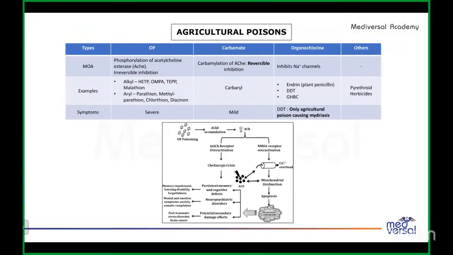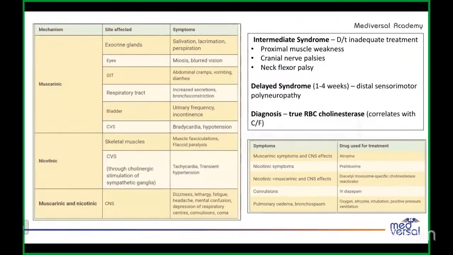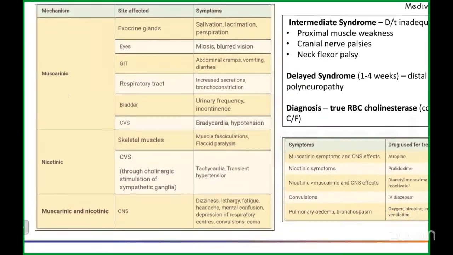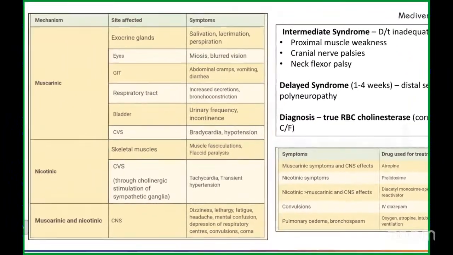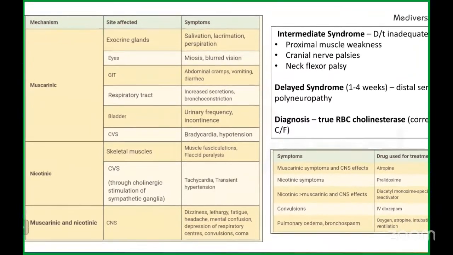Last slide, which I'll try to take you to, on OP poisoning. As I said, when I'm studying OP poisoning, I should think of all the glands which have parasympathetic supply. In the bladder, there'll be an increase in urinary frequency. It can lead to incontinence.